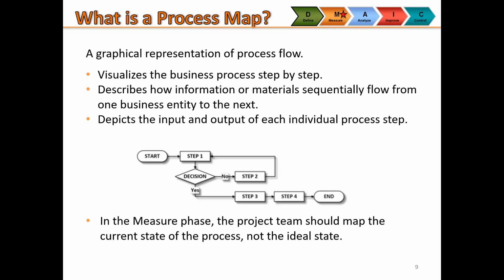The measure phase is about getting the current condition right and making sure that before we solve a problem, we understand the problem we're trying to solve. The process map visualizes the business process step by step. You could pick any process you want. How do information or materials flow from one business entity to the next? It depicts the input and output of each step. And the project team should map the current state, not what we want to see, but what it is right now.